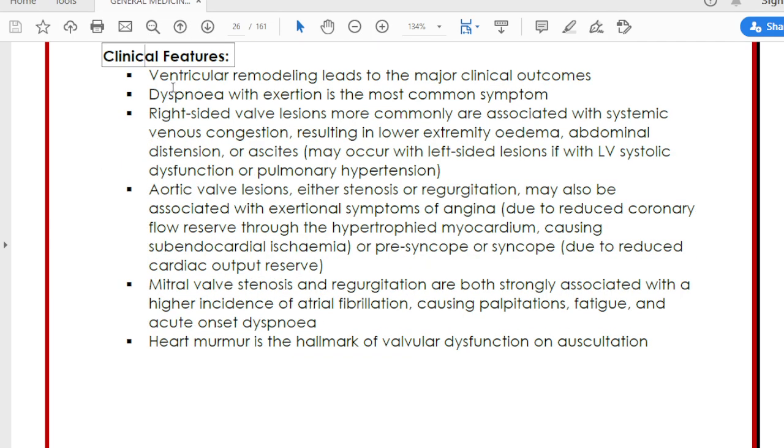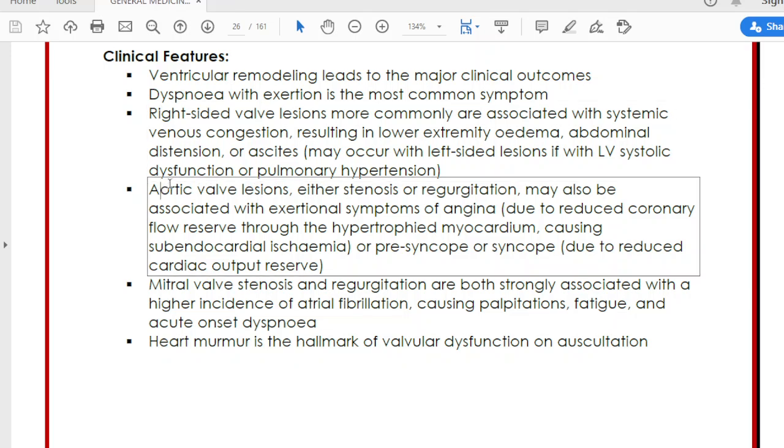Clinical features. Ventricular remodeling leads to the major clinical outcomes. Dyspnea with exertion is the most common symptom. Right-sided valve lesions more commonly are associated with systemic venous congestion, resulting in lower extremity edema, abdominal distension, or ascites, which may occur with left-sided lesions if with LV systolic dysfunction or pulmonary hypertension.